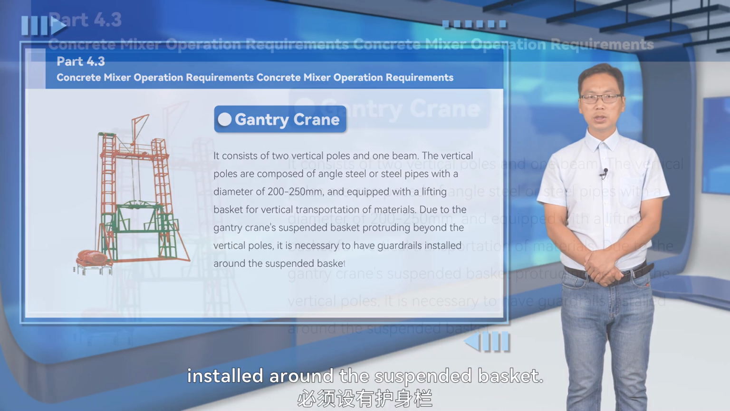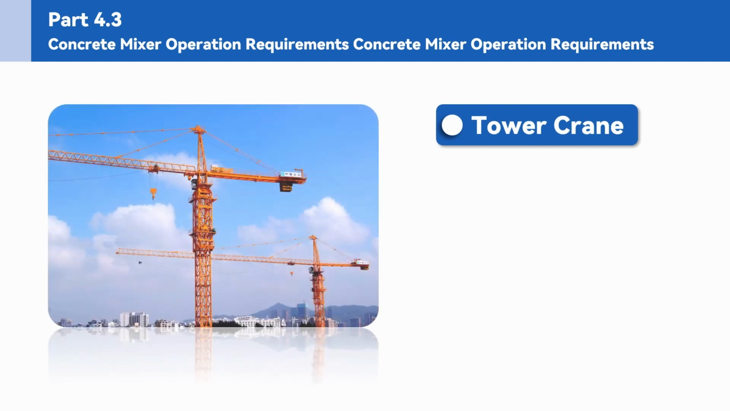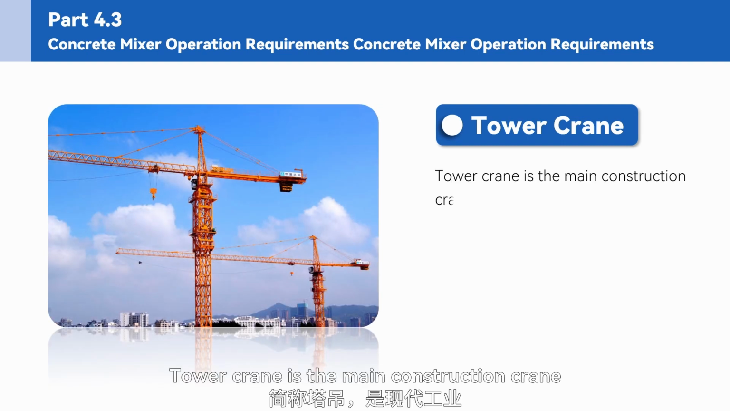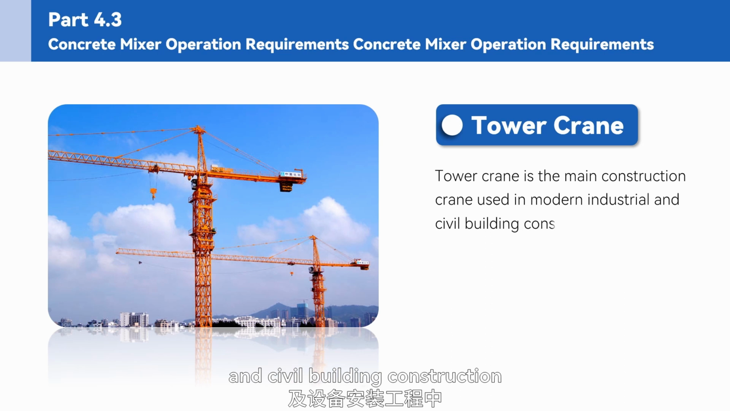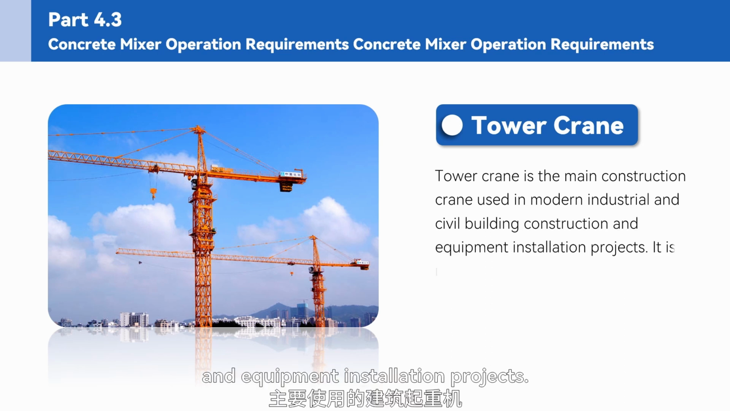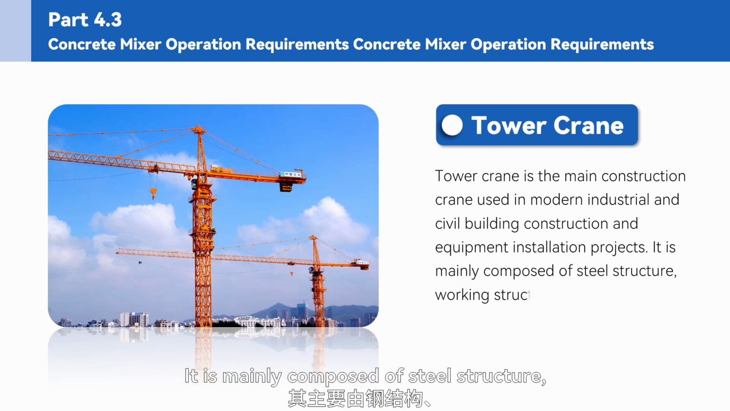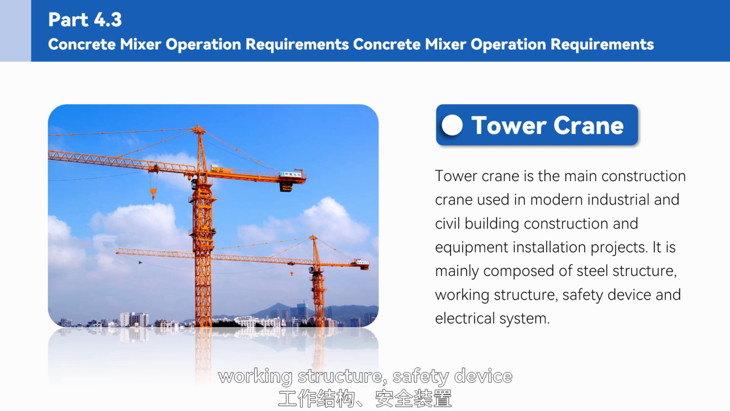Due to the gantry crane's suspended basket protruding beyond the vertical poles, it is necessary to have guardrails installed around the suspended basket. 3. Tower crane. Tower crane is the main construction crane used in modern industrial and civil building construction and equipment installation projects. It is mainly composed of steel structure, working structure, safety device, and electrical system.